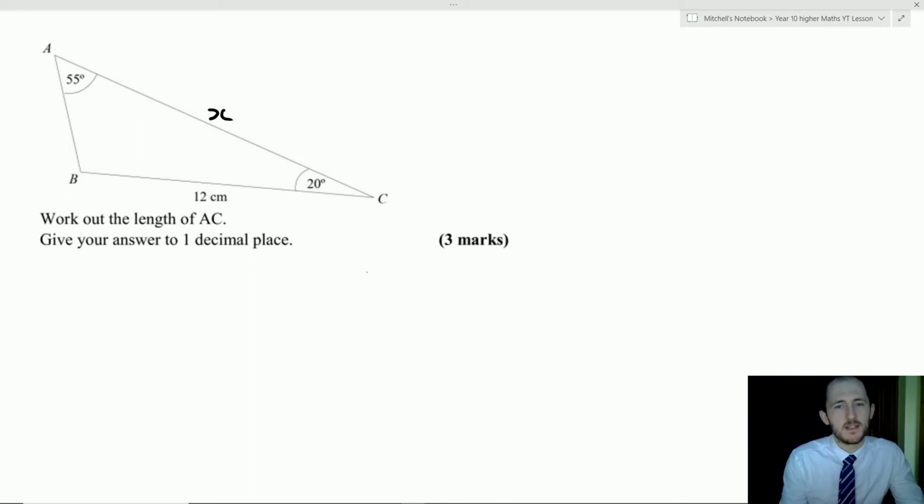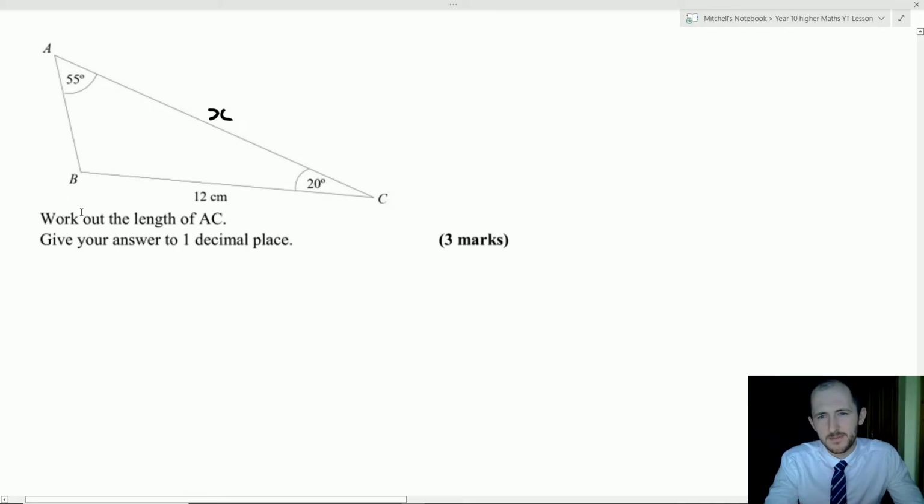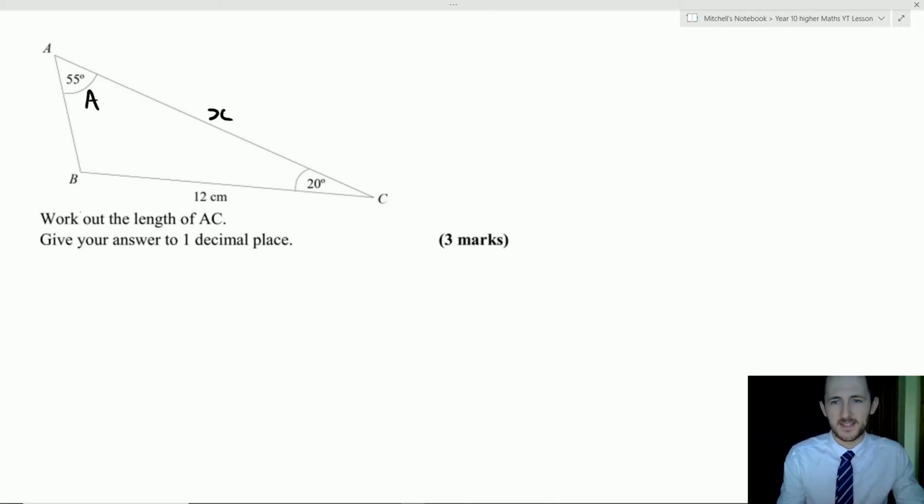Now you might notice we don't have the angle opposite. Right, we don't have this one. But can we work it out? I think we can. So let's label this angle A and this side A. I'm going to label this angle B, which is the same as what the question says, and this side B. Angle B I can work out.